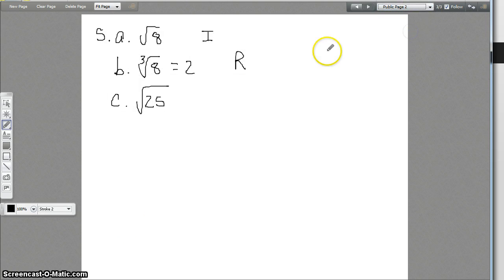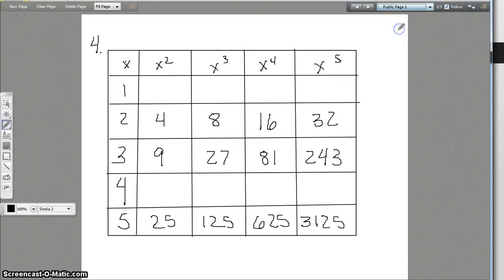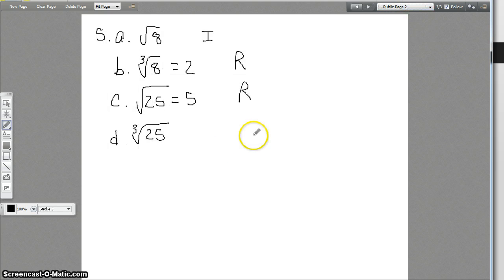And that means that the square root of 25 must be 5, and that is rational. Okay, part D. We have the cube root of 25. Now we're going to look for 25 in the cube column. Well, we see that the cube of 2 is 8, and the cube of 3 is 27. 25 falls between those two numbers, so it cannot be the cube of an integer because there's no integer between 2 and 3. So that means it is irrational.